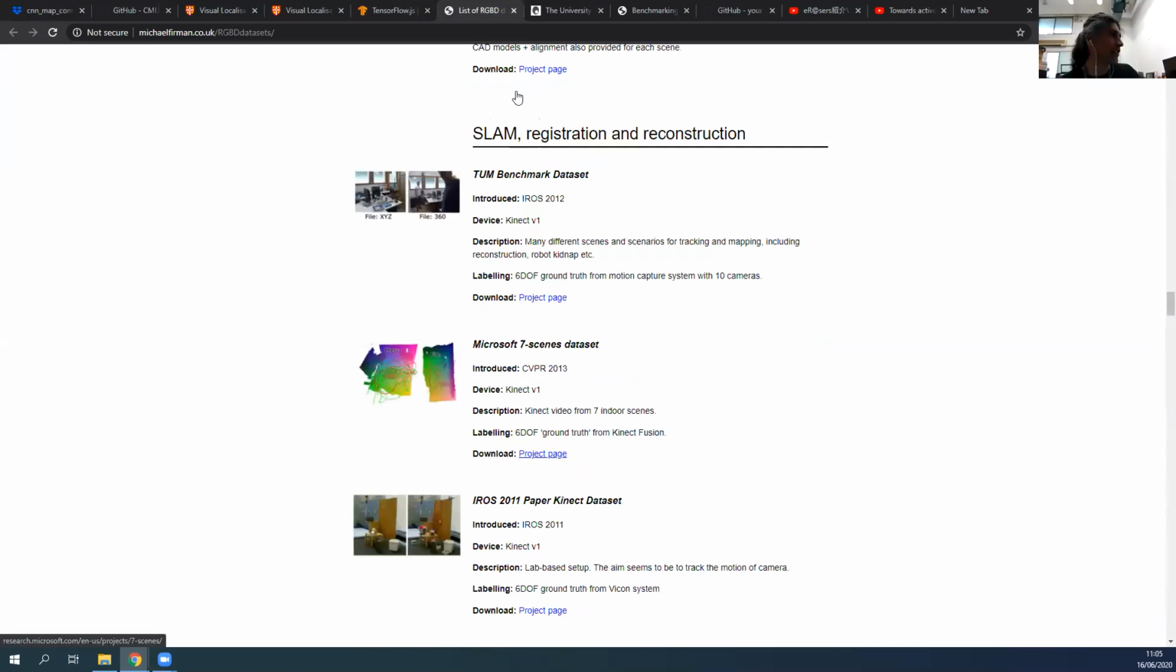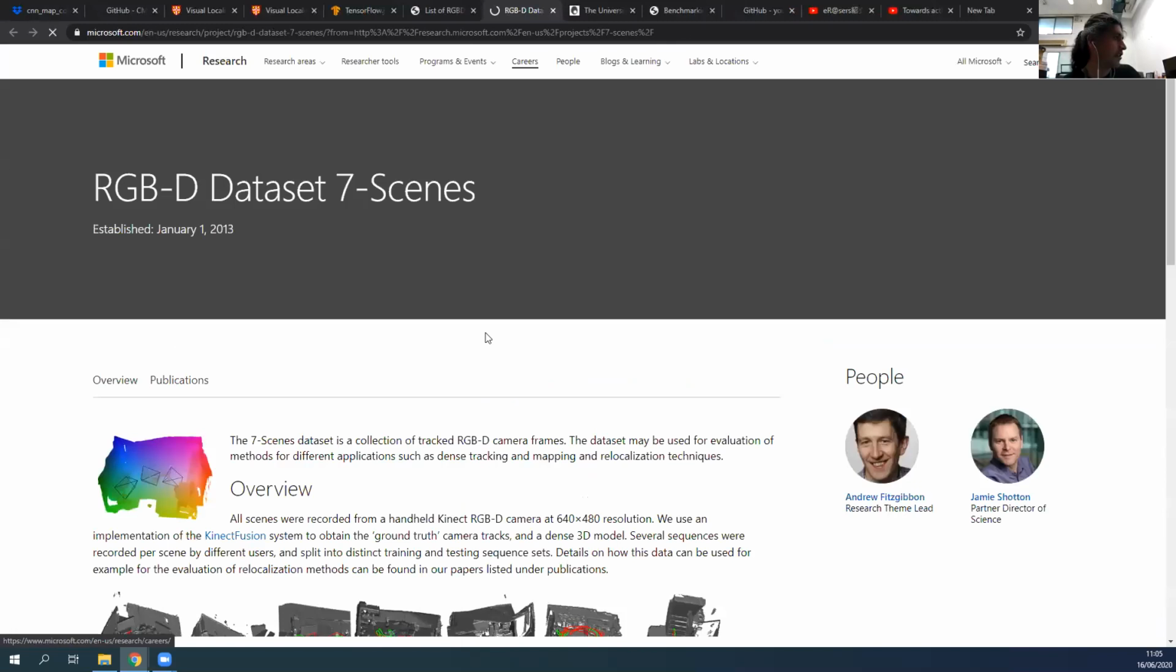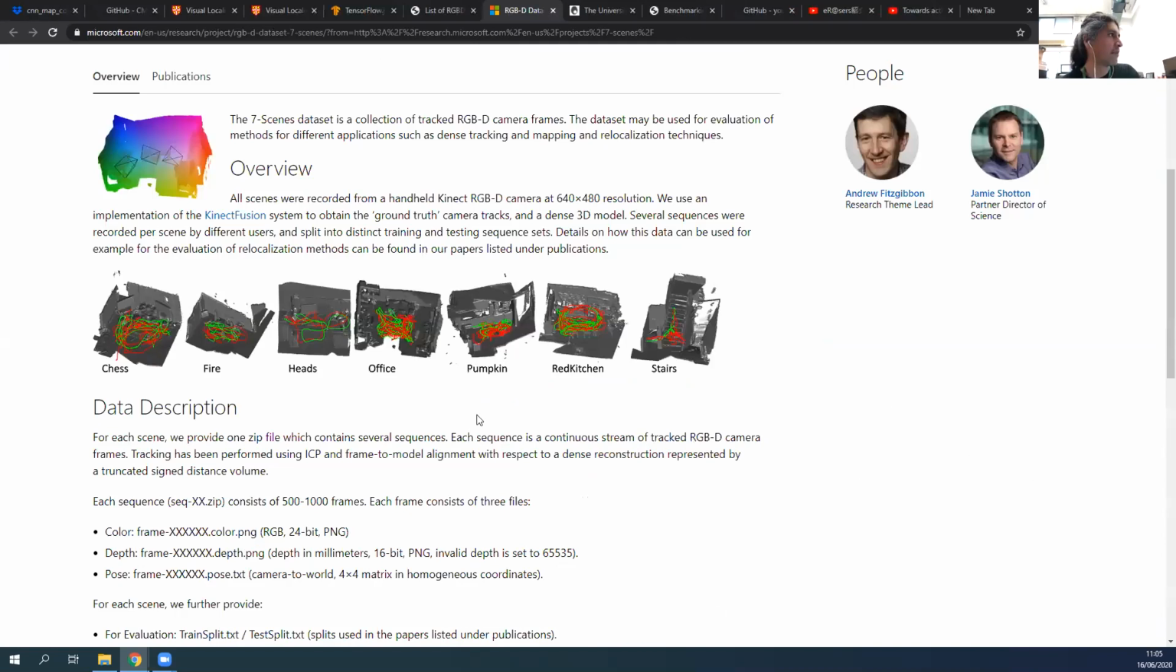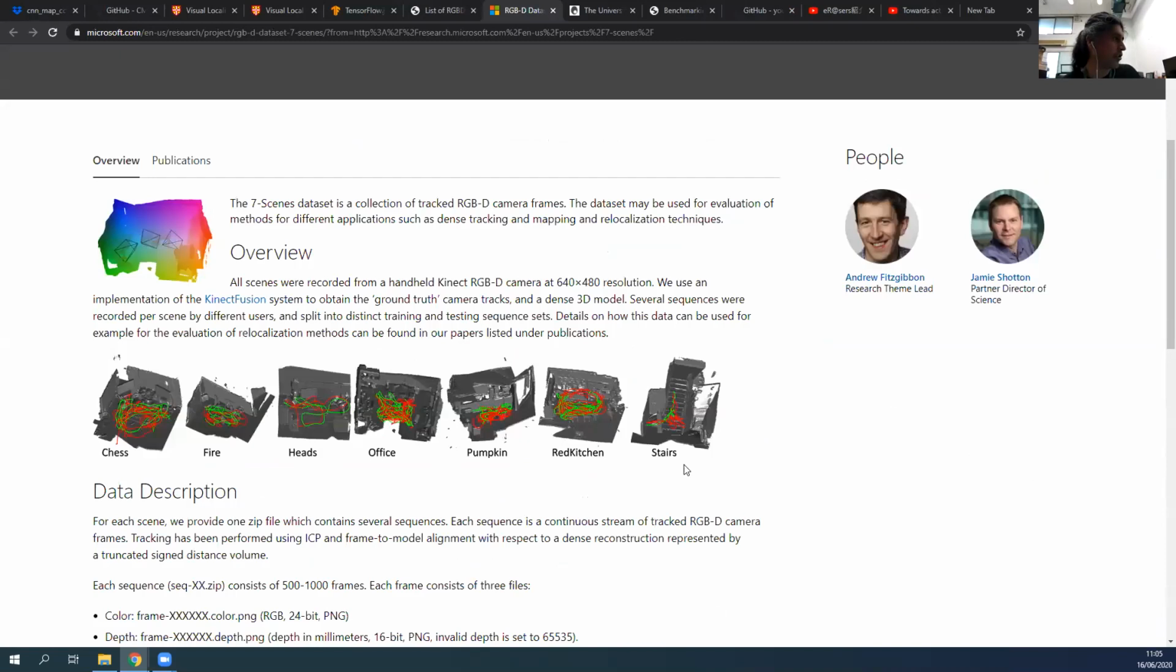It consists of 11 sequences in many rooms. So they ask a human to take the camera and move the camera around the room. And they collected the 3D information and also the position of the camera using some sensors. So the input data is a sequence of images and the 3D trajectories of the camera.